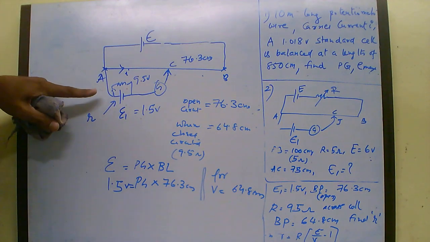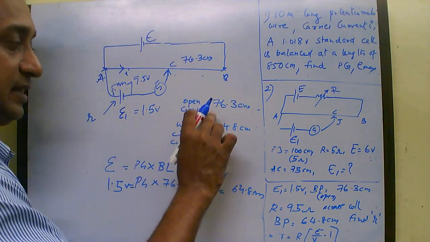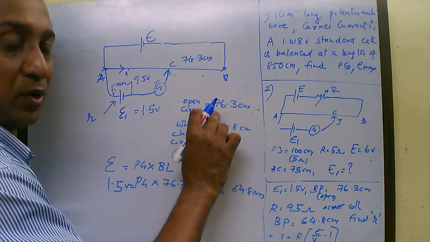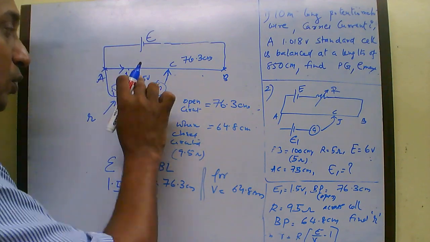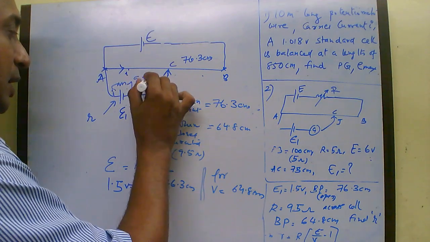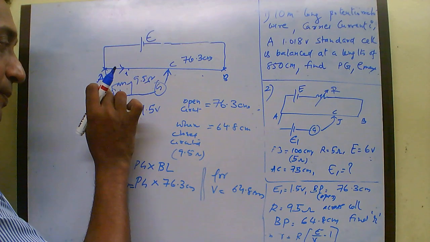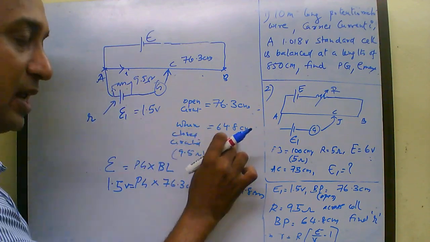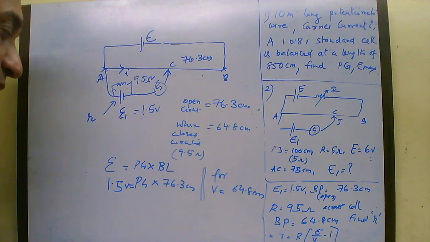and you are supposed to find the internal resistance of this cell. When the cell is in open circuit, meaning there is no resistance connected across it, the balancing length is 76.3. When you connect a resistance of 9.5 ohms across it, and the current flows through both the resistor and the cell, then the balancing length falls to 64.8 centimeter. They are asking you to find the internal resistance of the cell.